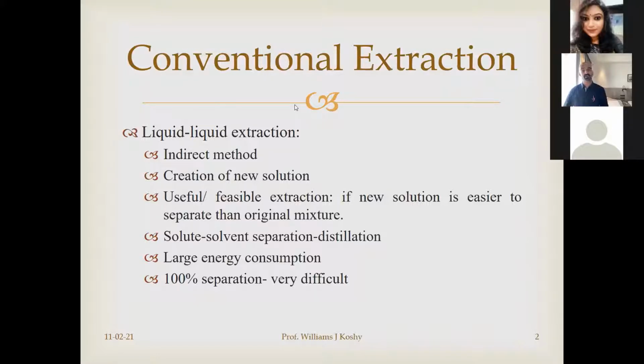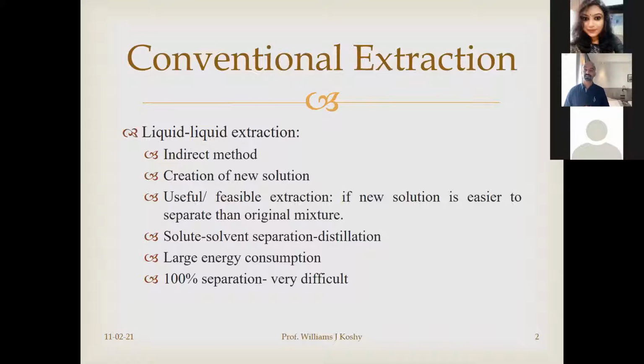हीट बहुत ऐड कर दे रीबॉयलर में और बहुत ज्यादा हीट रिमूव कर दे यूजिंग कंडेंसर. So it's highly energy intensive. सो ये सारे हीट एनर्जी का जो चार्जेस एनर्जी रिक्वायरमेंट्स हैं, that also we need to add when we are considering the economic feasibility of this particular process.